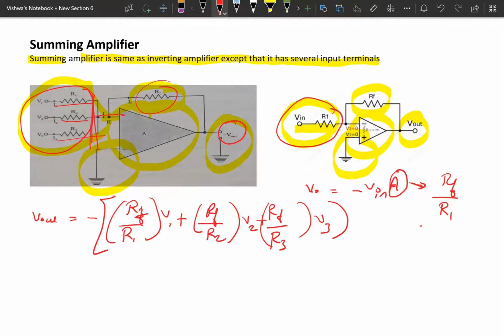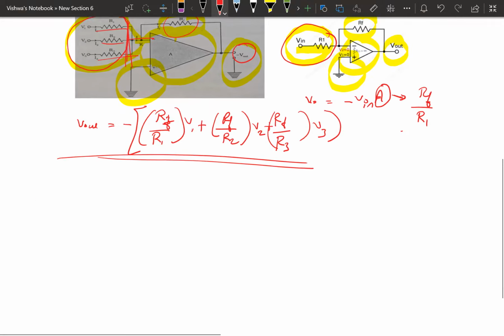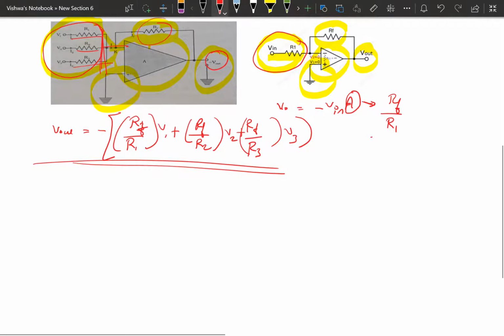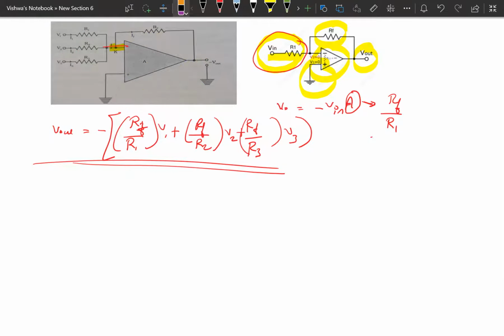Now how will it work? Let's see, there is a small derivation to obtain this expression for the output voltage. I will erase all this.